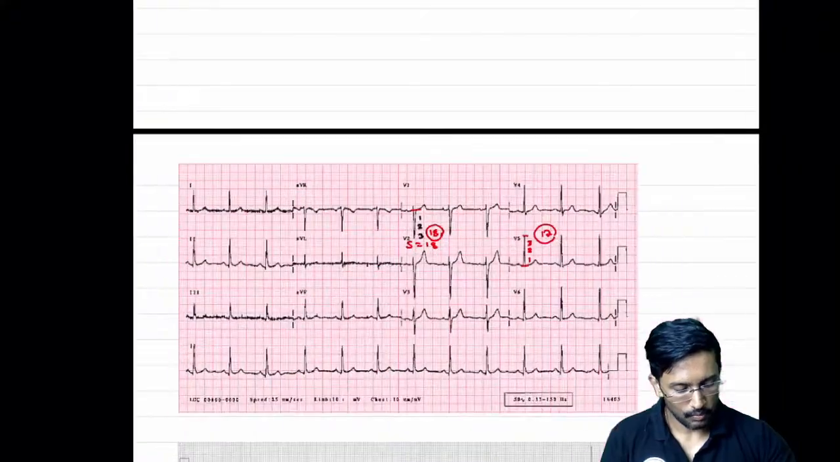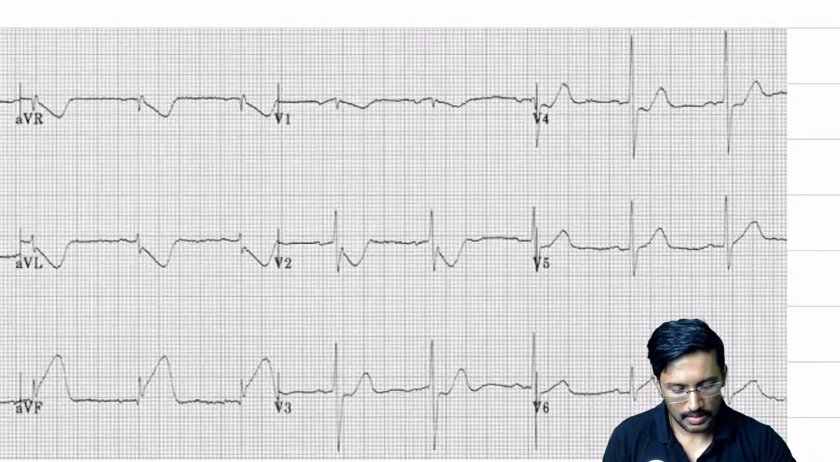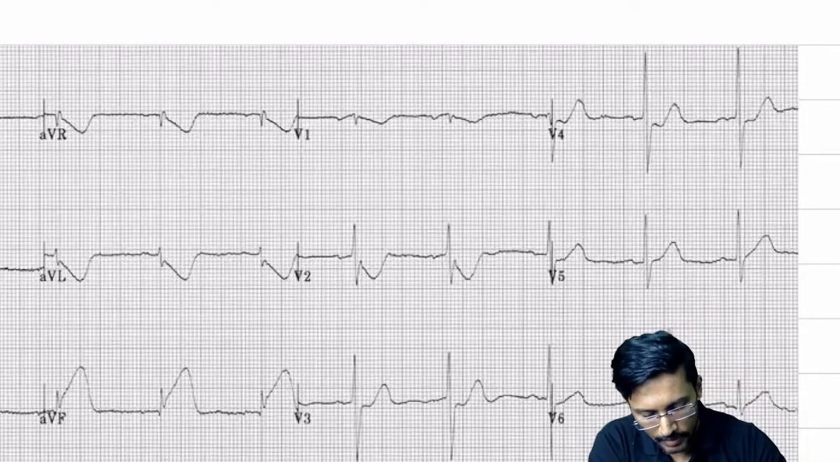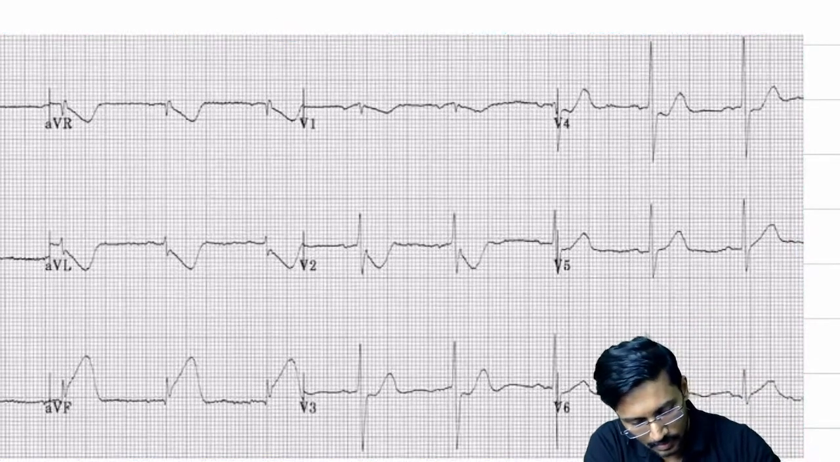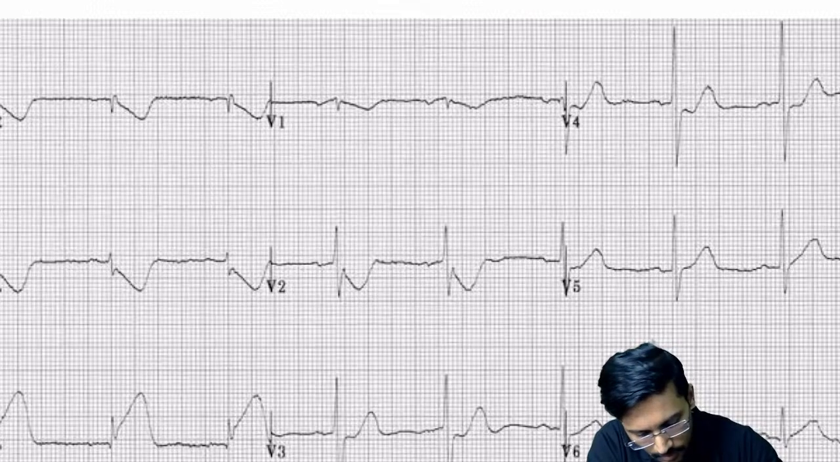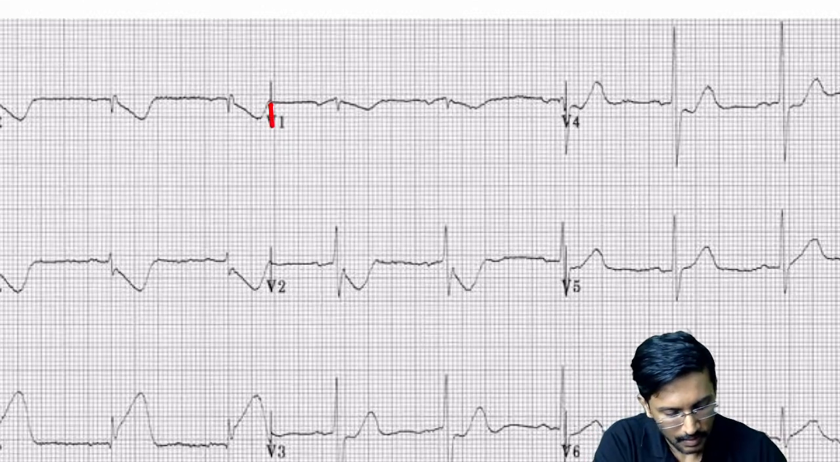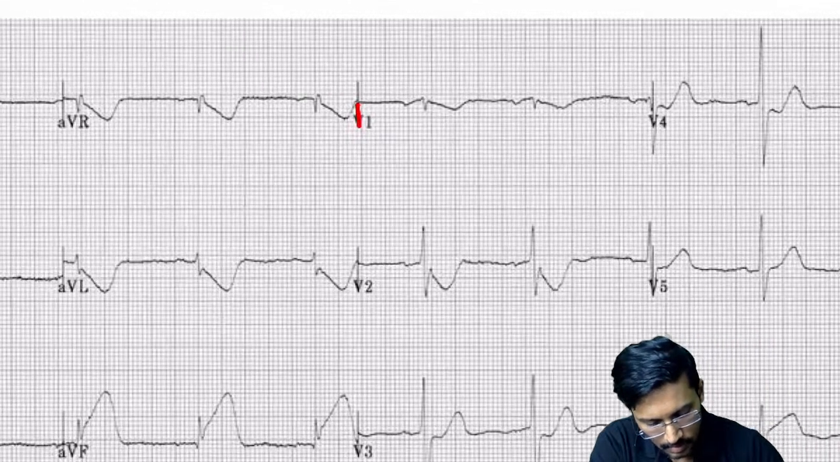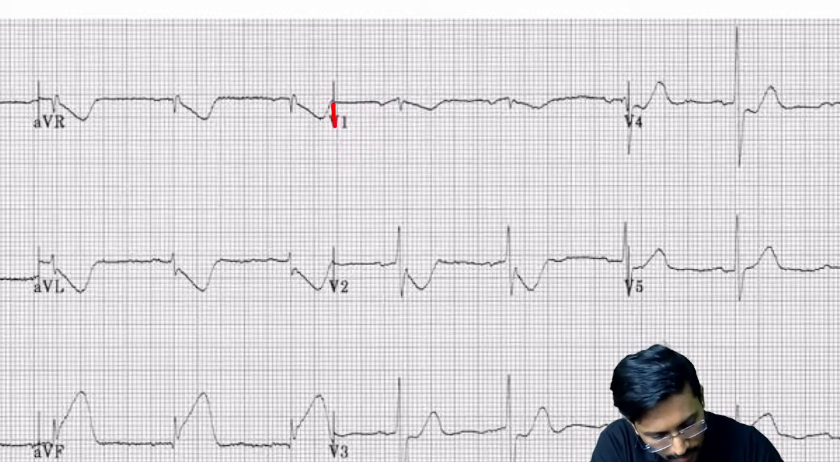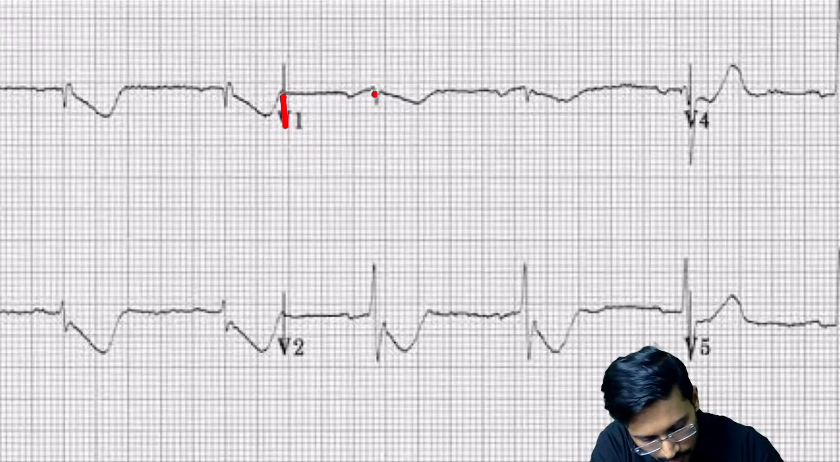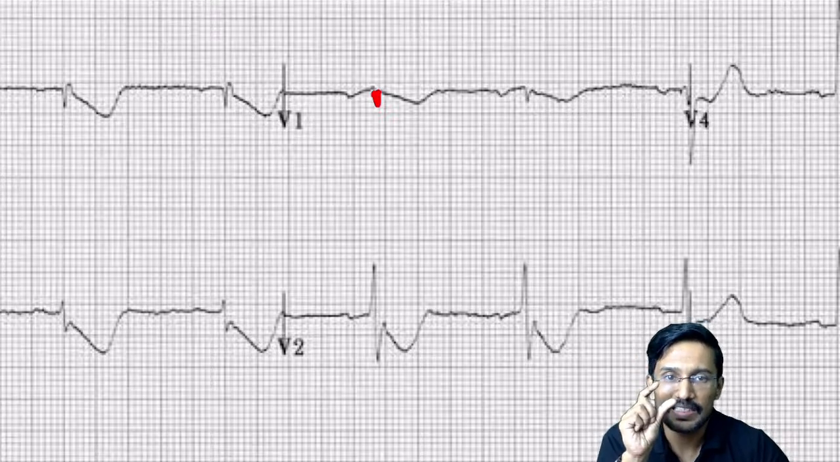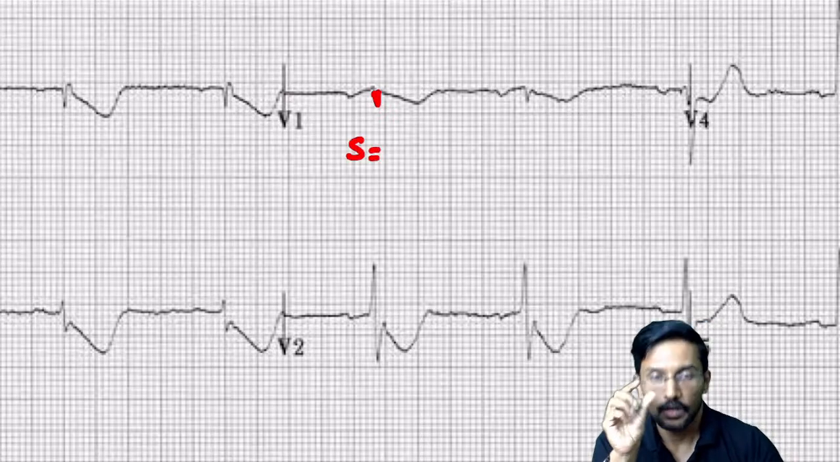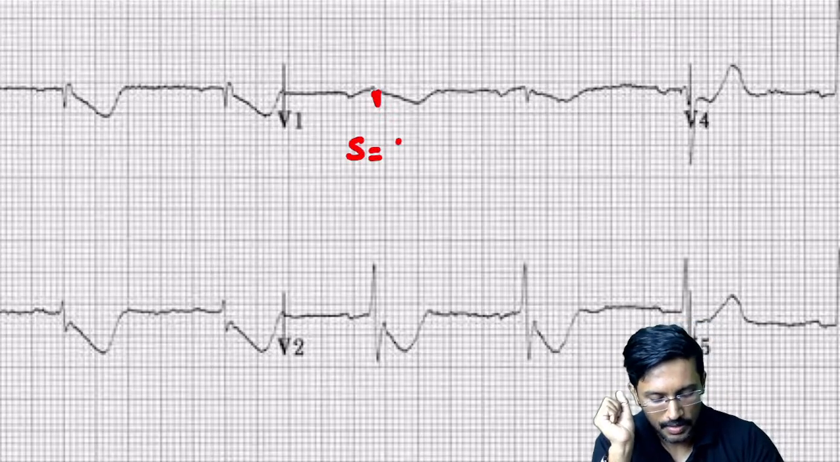Now let us go through one more ECG. What about this ECG? Do we have LVH here? When I look at it, what is the voltage of S in V1? This is the S in V1. So it is less than 5 small squares, right? Let us count it as 4.